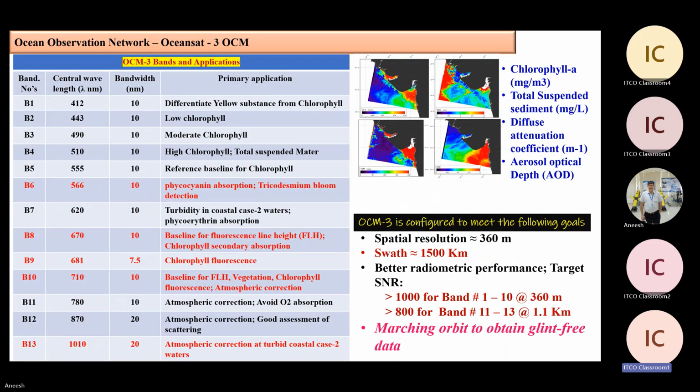David has already spoken about it, so I'll not go into more detail, but this is an example of the Oceansat-3 Ocean Color Monitor, which was very recently launched by the Indian Space Research Organisation. The bands are chosen based on the different applications, so it is almost similar to SeaWiFS and MODIS. In addition, there is one band at 566, dedicated to phycocyanin absorption, which is an indicator of a Trichodesmium bloom. The proposal was based on the recurring bloom of Trichodesmium which occurs along the southwest coast of India.